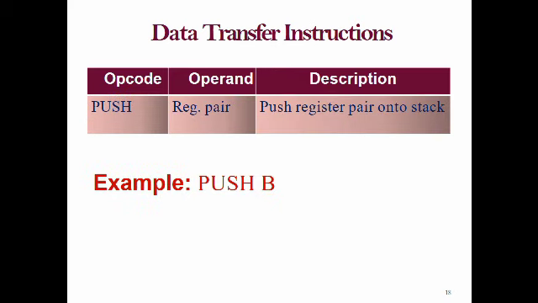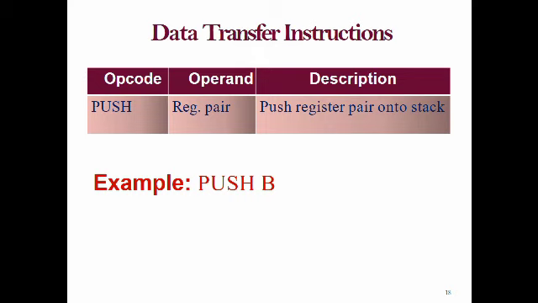Next instruction is push register pair. It will push the register pair onto the stack. The register pair could be register pair BC, DE, HL or PSW, that is program status word, which consists of higher byte as an accumulator and lower byte as a flag register. So let us understand what this instruction will do. It will first copy the contents of the register pair onto the stack.